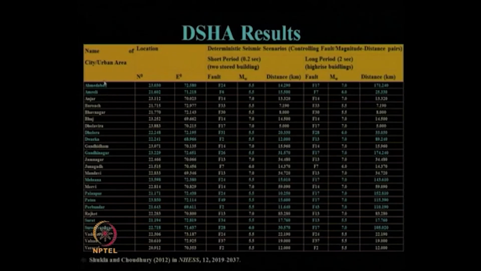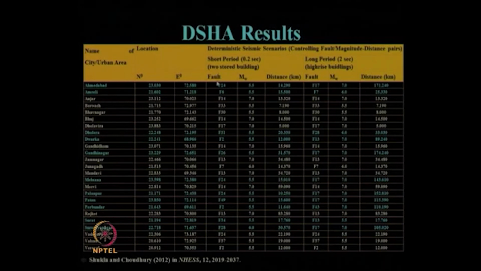We have seen that it matters whether it is short period or long period. Short period typically refers to buildings of smaller height, whereas long period refers to those structures which are high rise buildings. Adopting that, as we saw in the previous lecture, for a few cities marked here in blue color like Ahmedabad, the dominating fault for this deterministic seismic scenario is different when we consider whether it is a short period effect or long period effect.